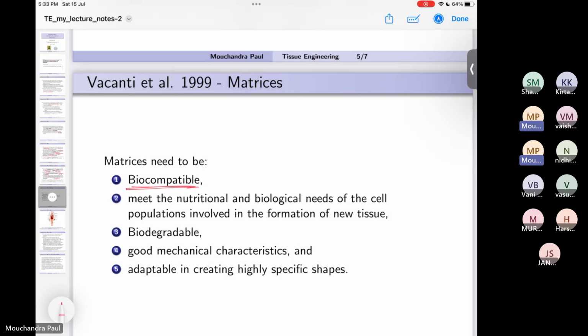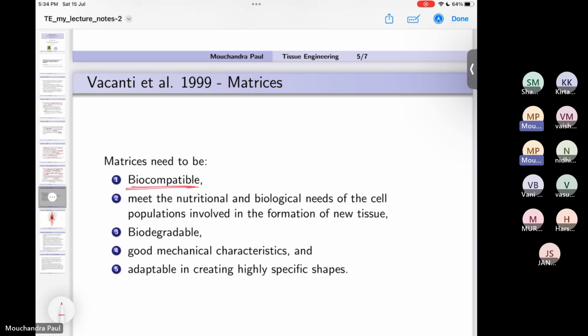Okay. Another thing that one needs to keep in mind is that the matrix or the scaffold that you're making should be able to meet the nutritional and biological needs of the cell population. All right. So as I said, we need to control the porosity or the microstructure of the material.